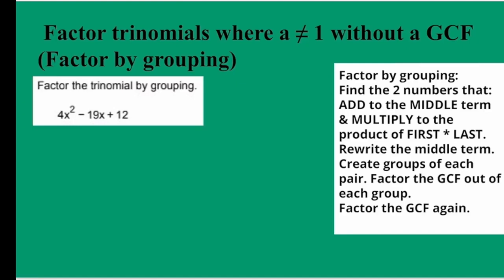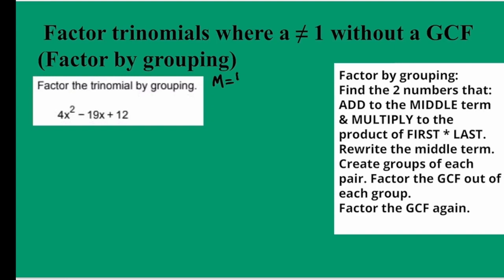Factor trinomials where the leading term is not 1 and there is no GCF. So I'm going to show you how to factor this by grouping. The first thing we're going to do is find numbers that multiply to give us the product of the first and the last term. The problem says 4x squared minus 19x plus 12.